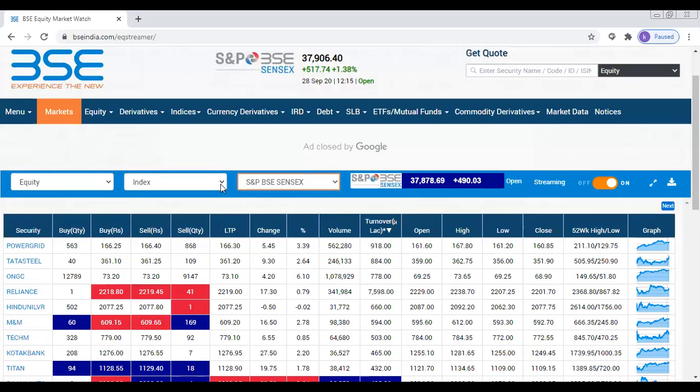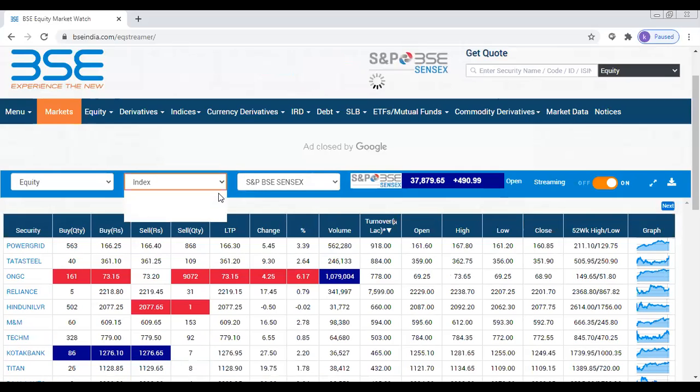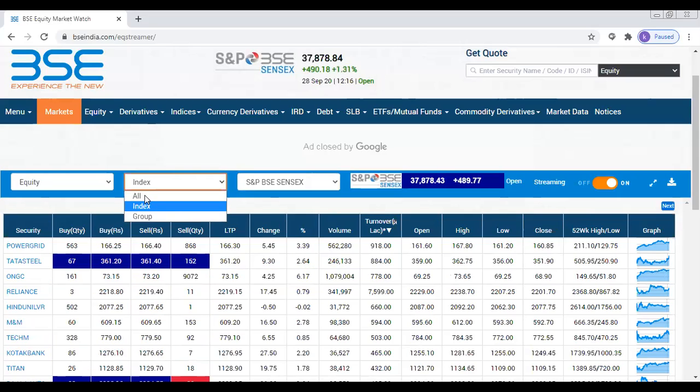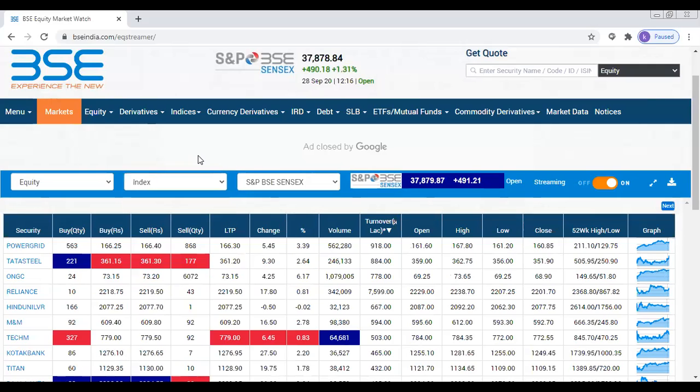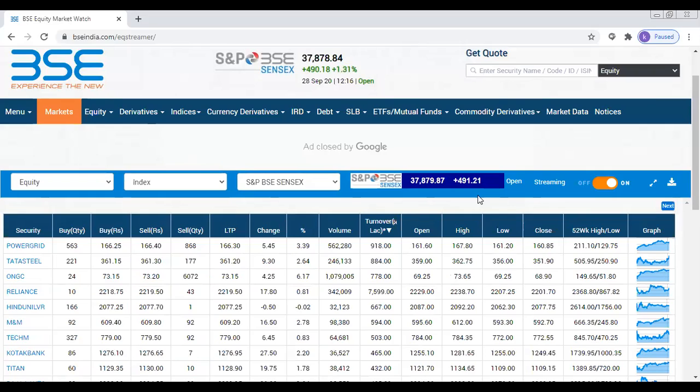If I make this all, there's a column here, and you can see all the shares that are listed in the Bombay Stock Exchange. But we cannot do this since we have time and space constraints. I'm restricting myself only to the top 30 shares that are being traded on the Bombay Stock Exchange.